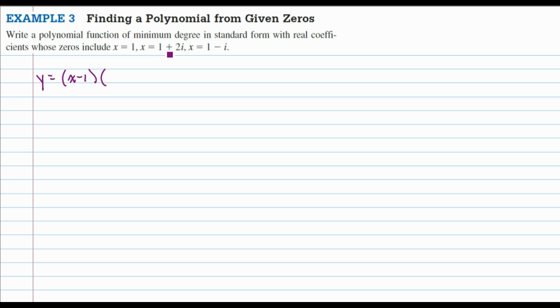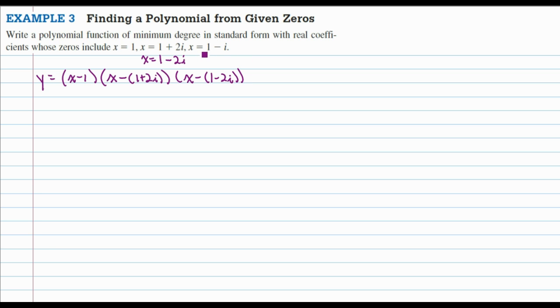factor. Then if 1 plus 2i is a 0, then x equals 1 minus 2i is also a 0. So the factors would be x minus 1 plus 2i and x minus 1 minus 2i.